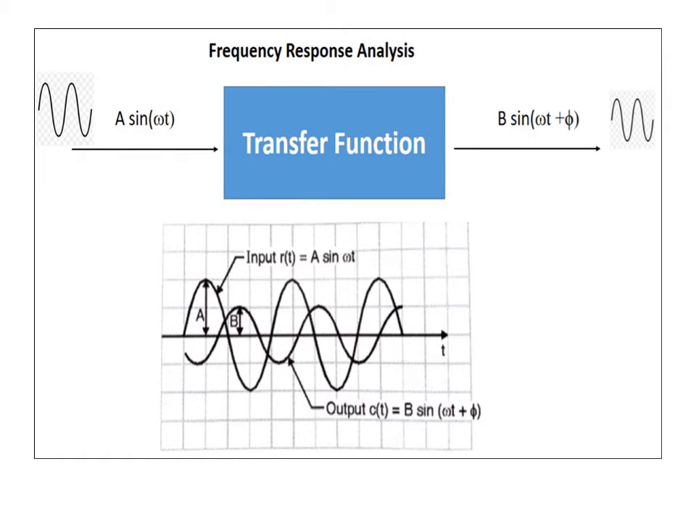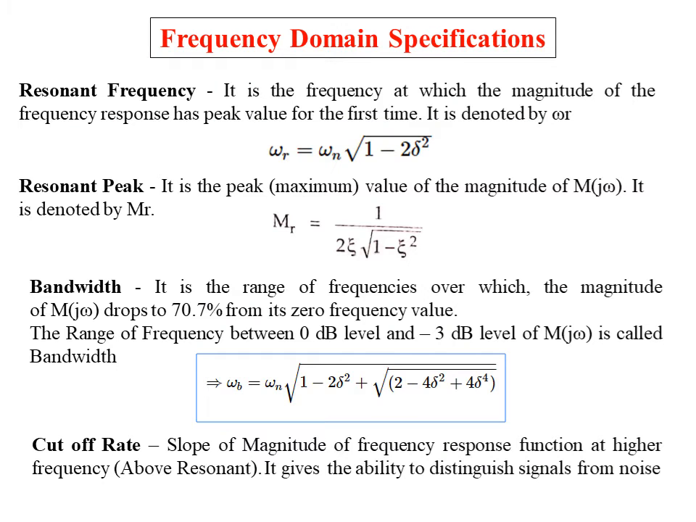So for the frequency response, different frequencies are given as the input. Whenever you say frequency domain specification for the second order system, there are four parameters. The first one is the resonance frequency. It is the frequency at which the magnitude of the frequency response has its peak value for the first time. It is denoted by omega r, which is given as omega n under root 1 minus twice zeta square.